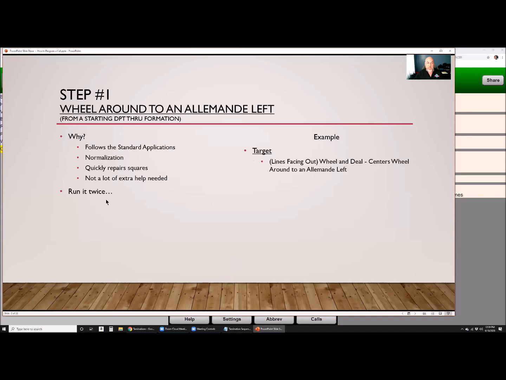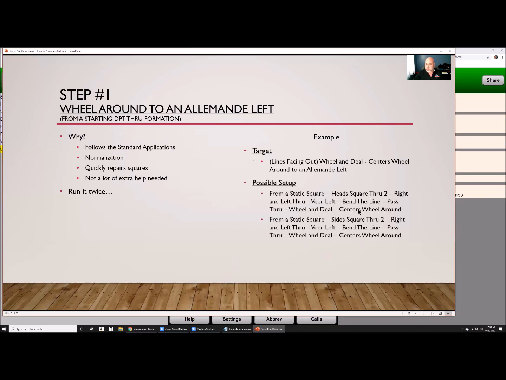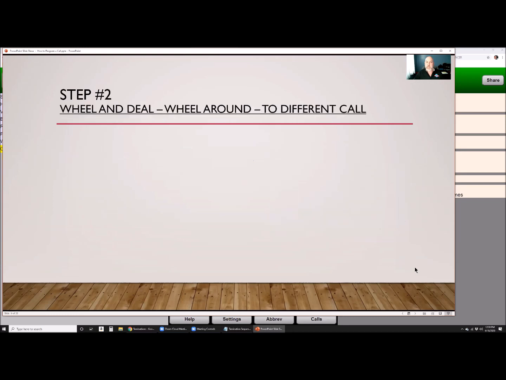Who knows? But I'm going to make sure that they've done it, and the allemande left is the next place to do it. So I've got a couple of different things in here. You think you get the general idea. Once I do the wheel around to an allemande left a couple of times so that I know that everybody's at least spinning the right way, now I'm going to do a wheel and deal and a wheel around to a different call, because I don't want them to always think that they're going to be looking for their corner afterwards.